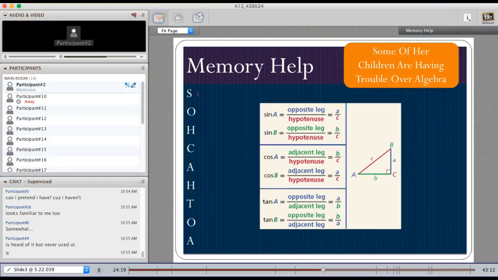So the S stands for sine. Okay, so it's just telling you, here's what the sine ratio is. It's the opposite side over the hypotenuse. Okay, and you can see that over here. Both of these sine ratios, I'll tell you in a second, the A and the B, but it's the opposite over the hypotenuse, the opposite over the hypotenuse.